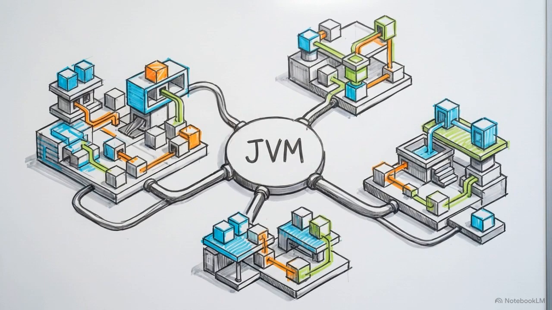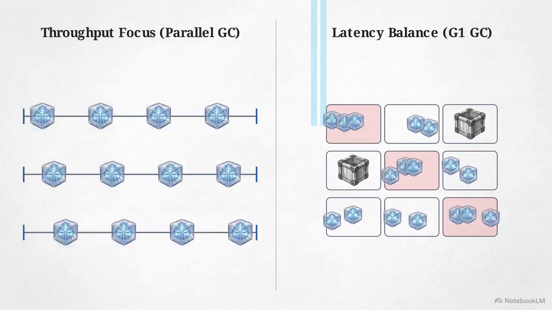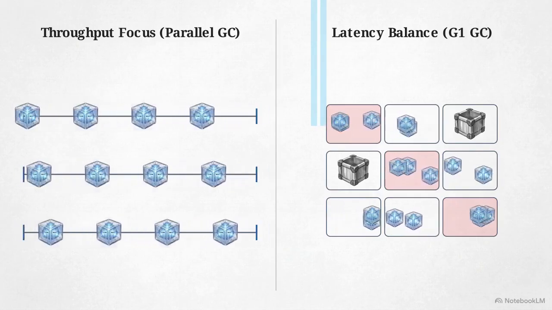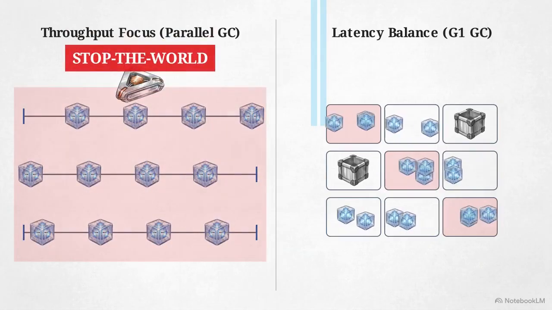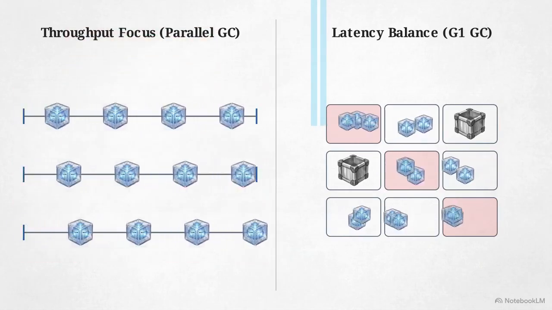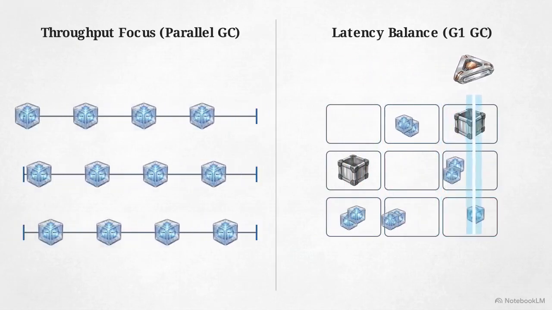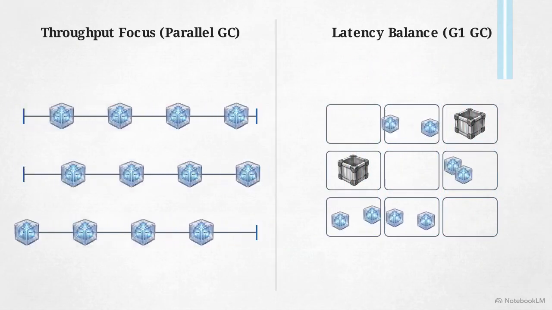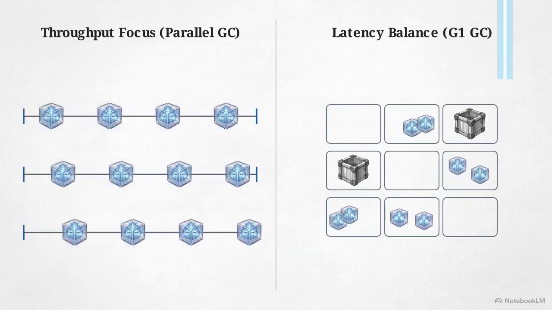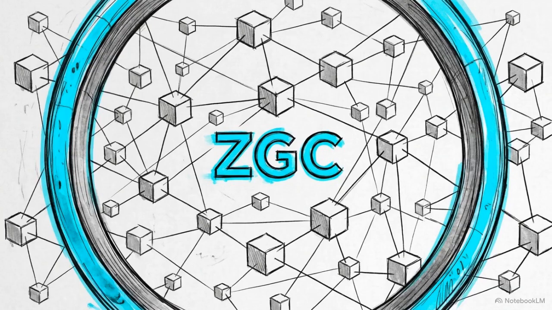The final phase of tuning is selecting a garbage collector architecture that matches the system's service level objectives. Parallel GC is an effective choice for batch jobs and offline processing, where maximum throughput is more important than temporary pause times. G1 GC is the standard for general server workloads, using a region-based heap layout to balance throughput with predictable pause targets. Specialized collectors like ZGC and Shenandoah are engineered for massive heaps and strict P99 latency requirements.